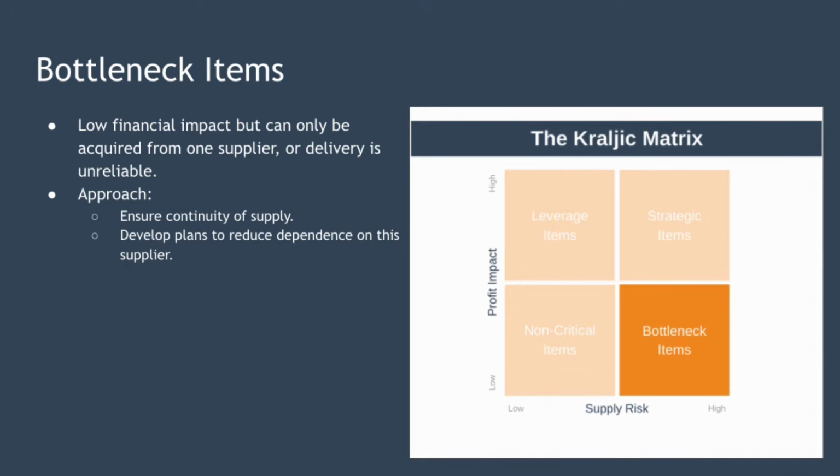Now, the purchasing strategy you would typically use for bottleneck items is twofold. So firstly, you need to ensure continuity of supply, and that can be achieved by establishing a long-term contract or long-term contracts with your supplier and by maintaining minimum stock levels. Secondly, you need to develop plans to reduce your dependence on this supplier by adapting your products and investigating alternative substitute products and suppliers.